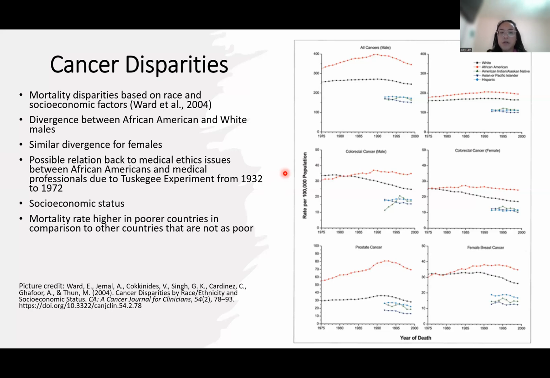Another factor that I picked was the socioeconomic status. So the mortality rate is a lot higher in poorer countries in comparison to other countries that are not as poor. And that could be because of a lot of different factors like not having the ability to get medical attention or medical help, not having the financial abilities to go. So there was a lot of different factors that tied into that.